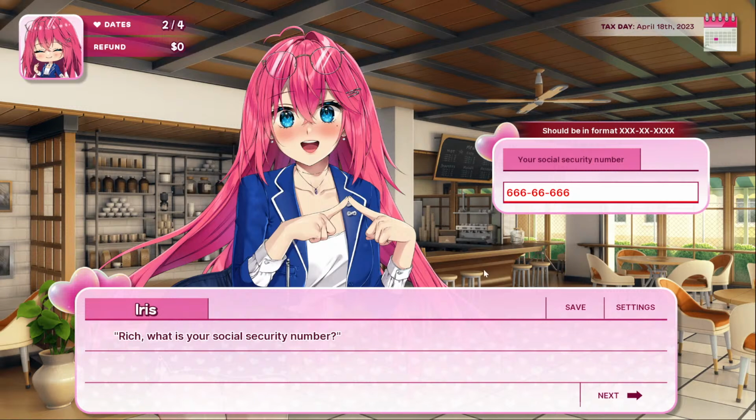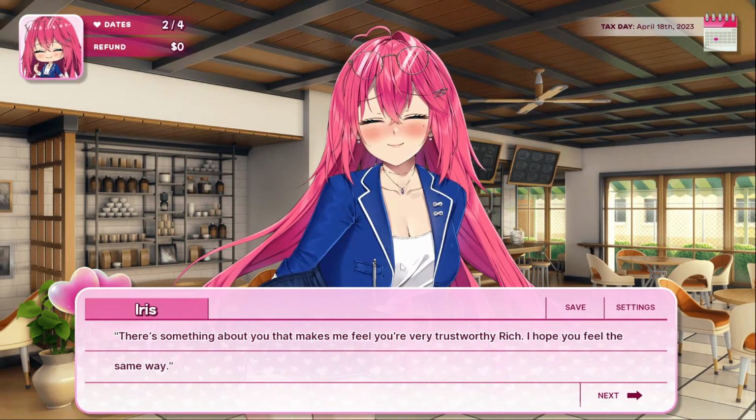Is that not correct? Can I just put in random numbers then? Okay, there. I just put in a random social security number because obviously I don't live in America. Why would I have a social security number? Man, if you're actually a streamer and you actually live in America and you stream this game, a lot of your information would be out if you put in the real info.